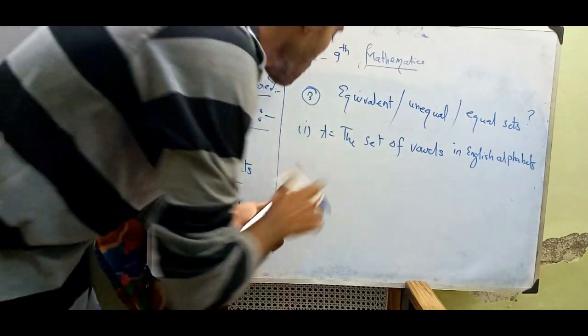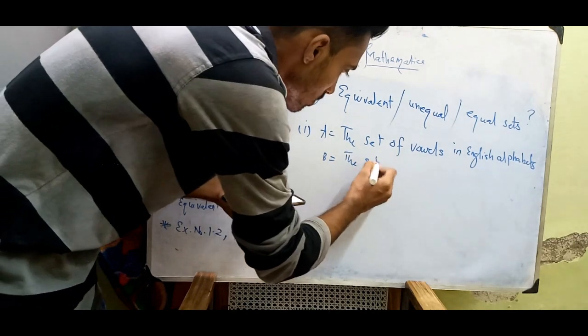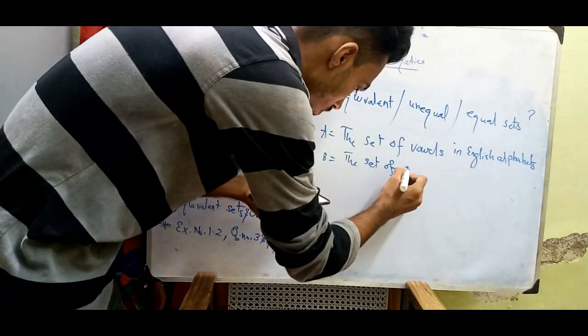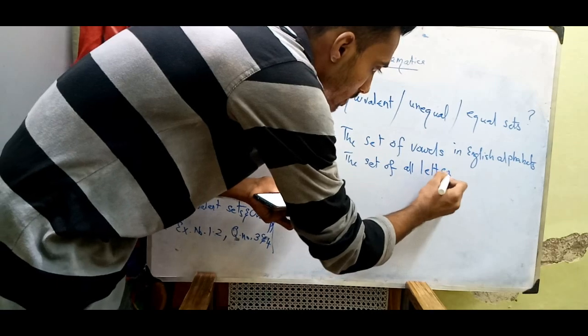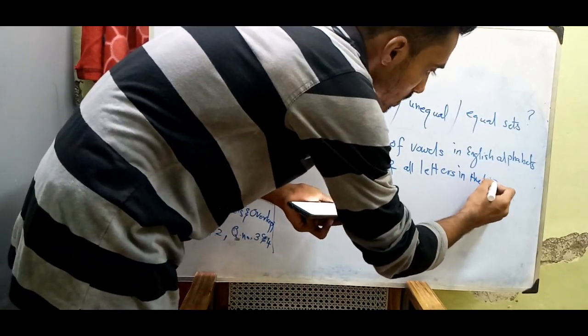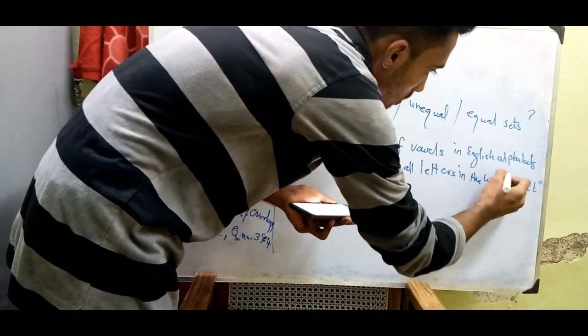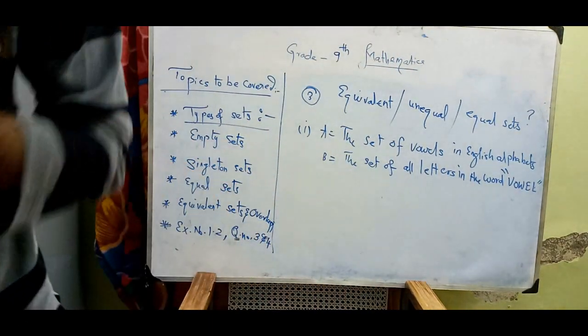And B is given, there are two sets we need, right? B is given as the set of all letters in the word vowel. Okay.